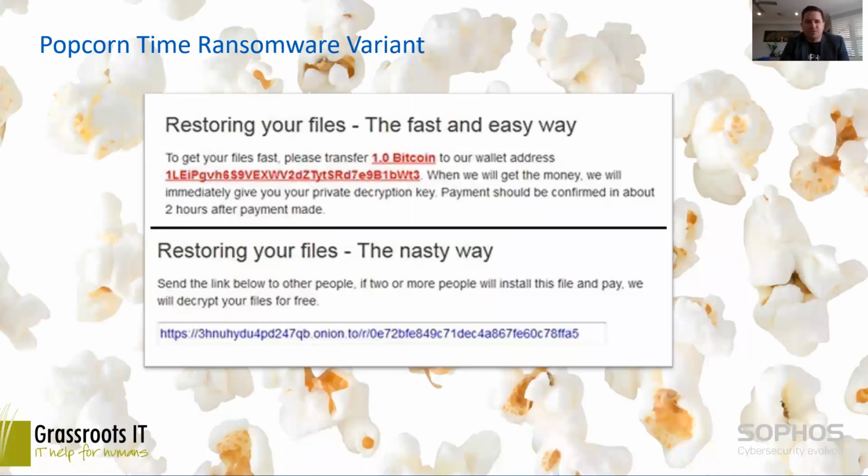We've also got Popcorn Time ransomware. And this is interesting to note because of the way they're trying to get money out of you. They're using a referral system. So you can get your money the fast and easy way by paying 1 Bitcoin across to their wallet. Or you can send the link below to other people. And if 2 or more of those people install and pay, they'll decrypt your files for free. That's kind of a good deal, right?